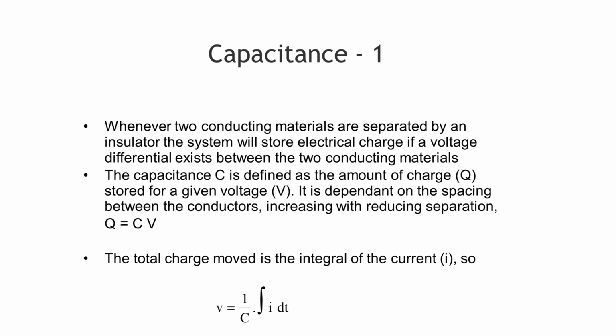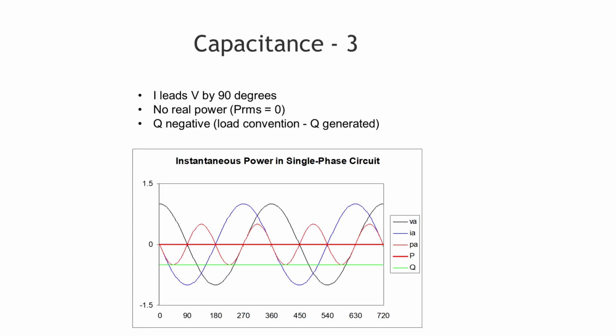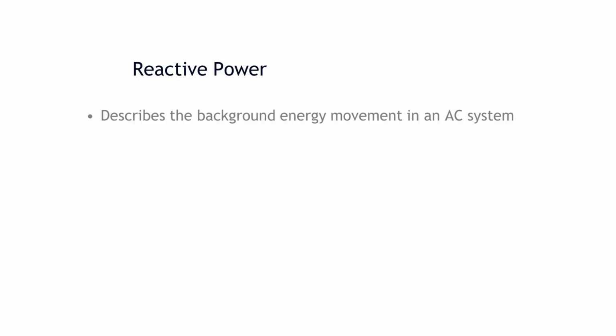Capacitance occurs when two conductors are separated by an insulator, allowing charge storage when a voltage is applied. Capacitance, C, is the charge stored per unit voltage. The total charge moved is the integral of current over time. For a sinusoidal voltage, current leads voltage by 90 degrees. Reactive power describes the background energy movement in an AC system. It is essential for the functioning of inductive and capacitive elements, even though it does not result in net energy transfer.